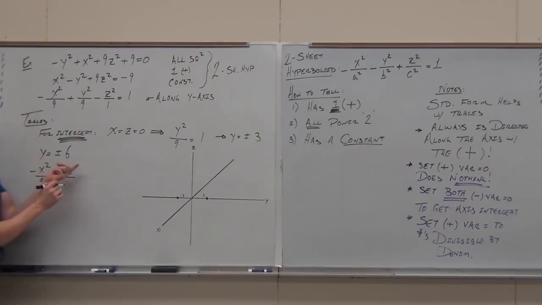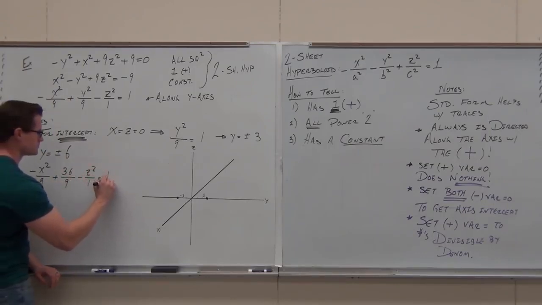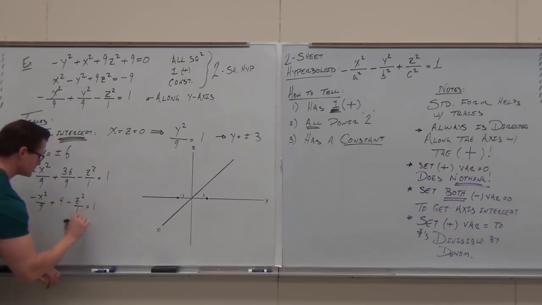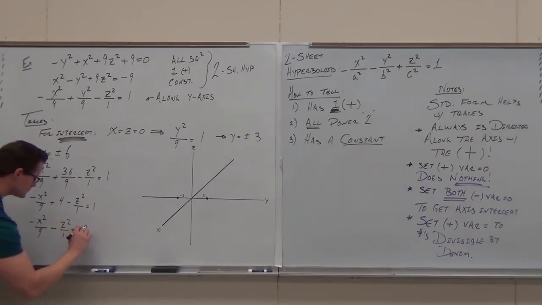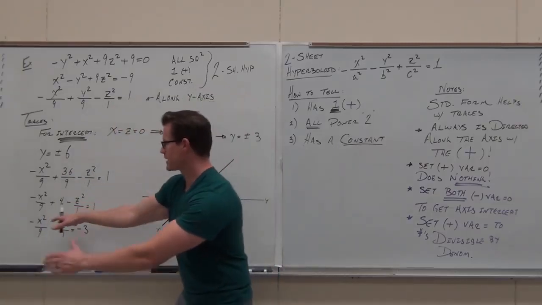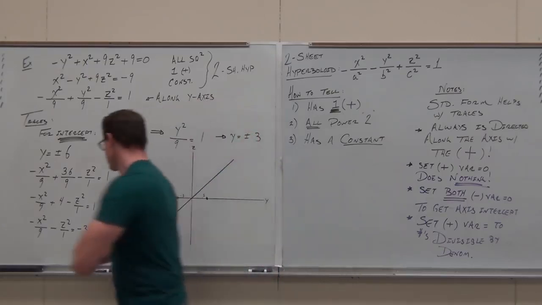Whether you pick positive or negative, you're still getting 36. This is going to happen every time. Every time. You're going to get negatives everywhere. What do you do when you get negatives everywhere? Change all your signs.